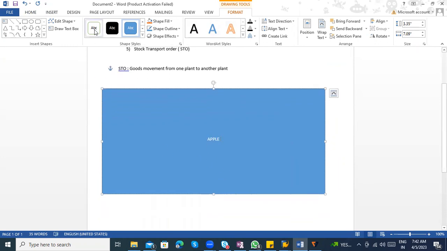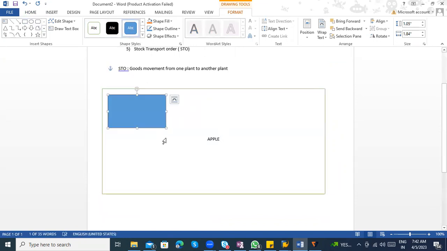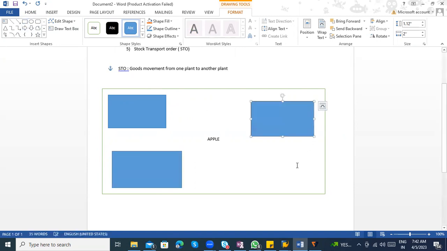And Apple company, suppose we have different plants. Let's assume that one plant is in Dallas, one plant is in Texas, and one plant is in California. So different locations they have. This is one plant, this is one plant, and this is one plant. So it's kind of branches. Branches may be plant or site or manufacturing depots, store depots, whatever it may be.